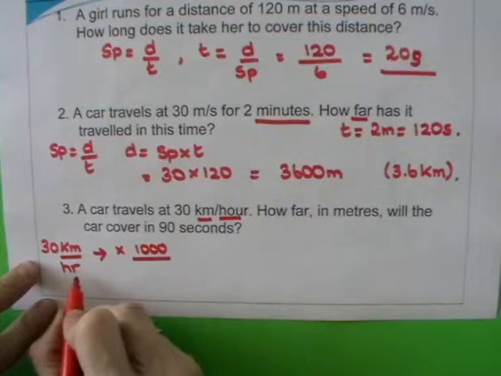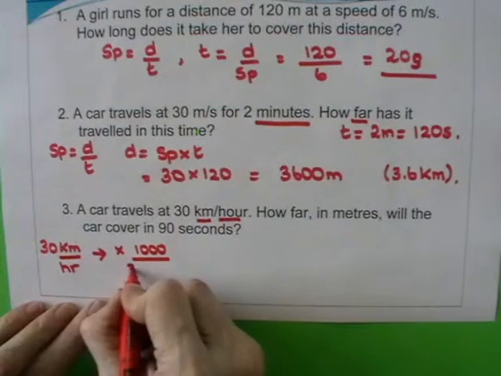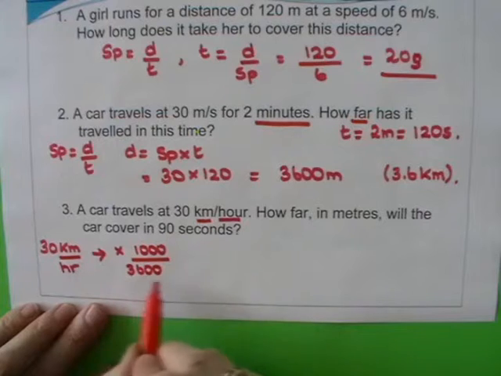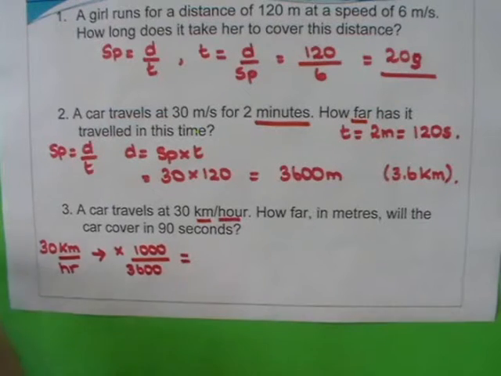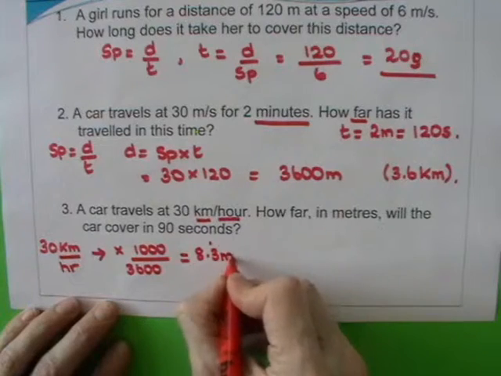And how do you change hours into seconds? Well, there's 60 seconds in a minute and 60 minutes in an hour. So you have to multiply by 60, which is 3,600. So you're multiplying 30 by 1,000 and dividing it by 3,600. So that gives you 30,000, and you're dividing by 3,600. And that gives you an answer of 8.3 repeated metres per second.